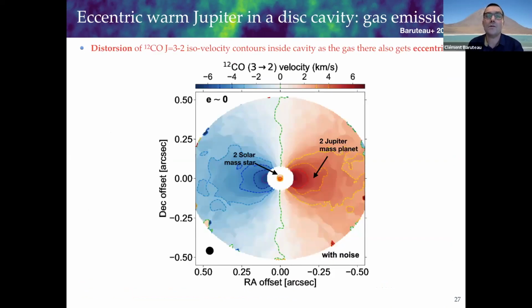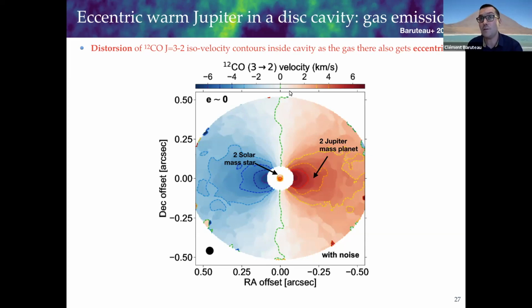Another observational signature of the eccentric planet in its cavity is this: when the planet becomes eccentric in its cavity, not only is the planet eccentric, but the gas around the planet will also become eccentric. This leads to distortions in the isovelocity contours in the 12CO 3-2 emission. So this is what I'm showing you here.